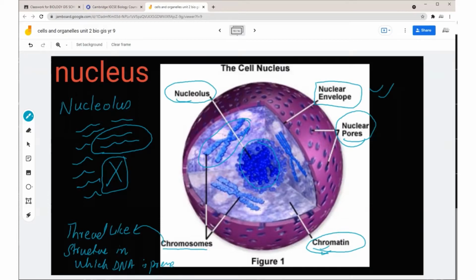Teacher, the main body of the structure. The main body, or you could say the dense body. The dense body inside the nucleus. This is the way you write it. Chromosomes, Fahad.